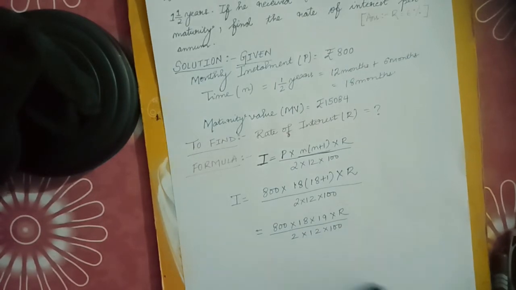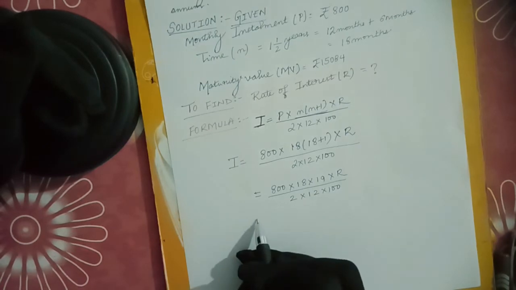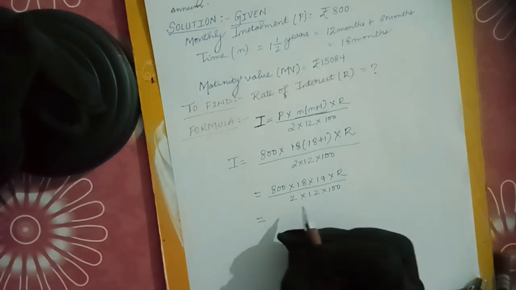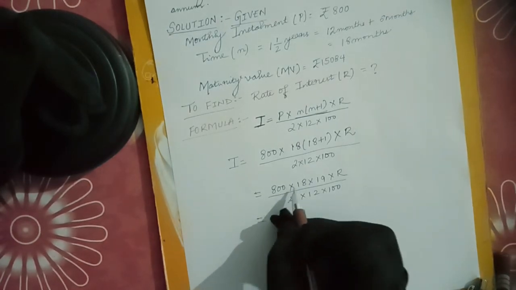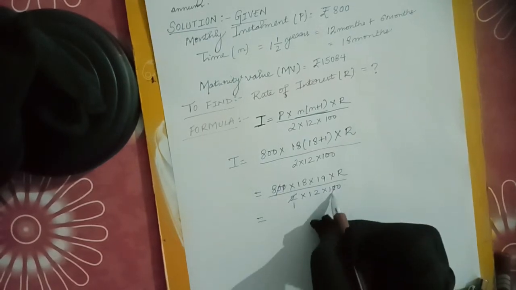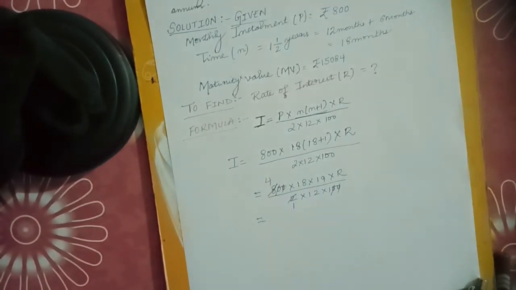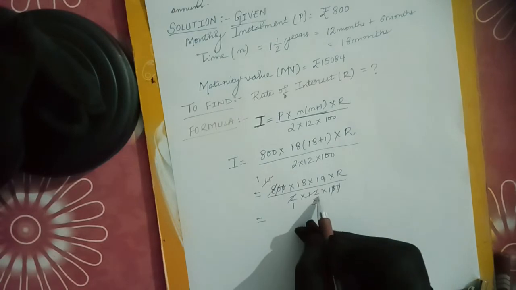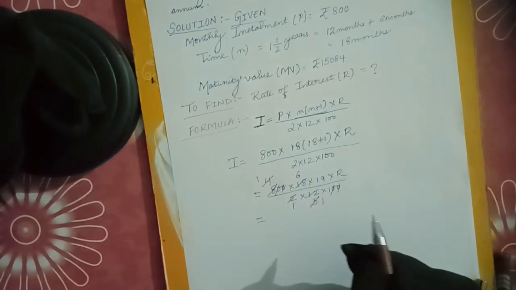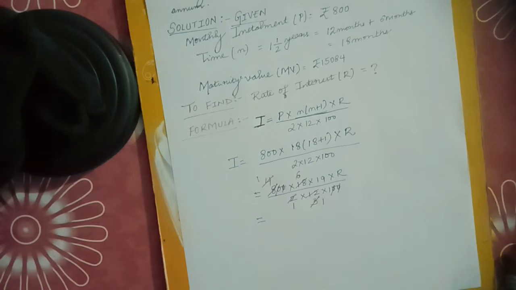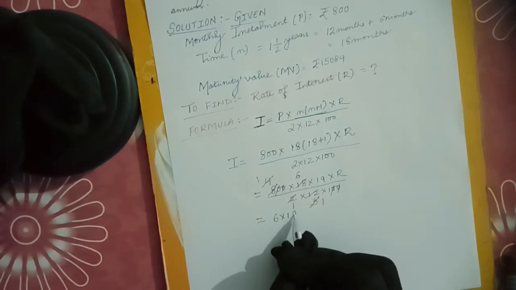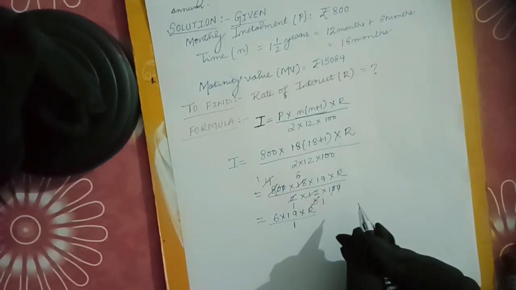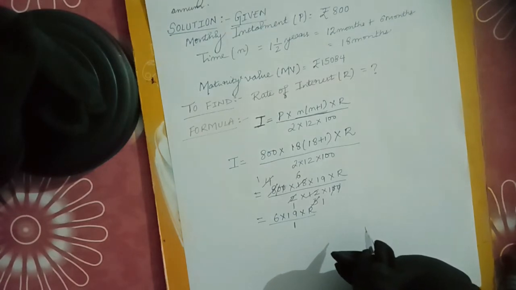Clear? Now, what we will do, we can cancel it out. 2 ones are 2, and here just cancel these two zeros. 2 fours are 8. Clear? Now 4 ones are 4 and 4 threes are 12. Then 3 ones are 3 and 3 sixes are 18. So what we have got is 6 into 19 into R by, in the denominator we have got 1 into 1 into 1, which means it would be 1 only.